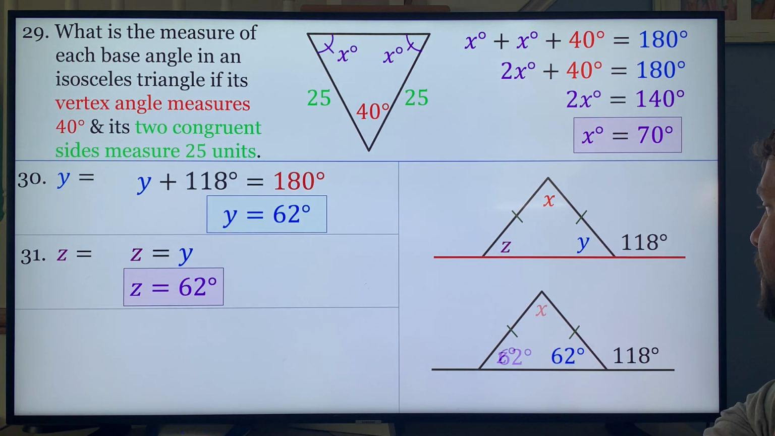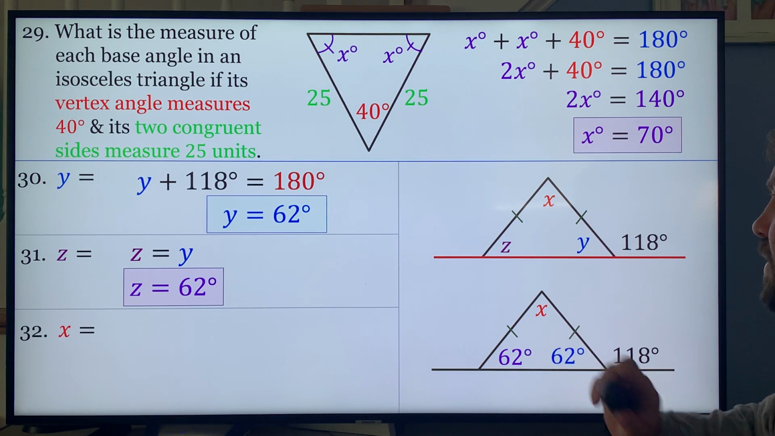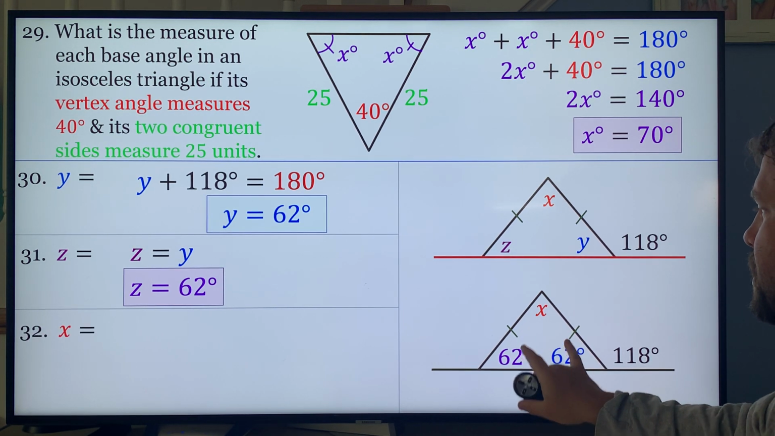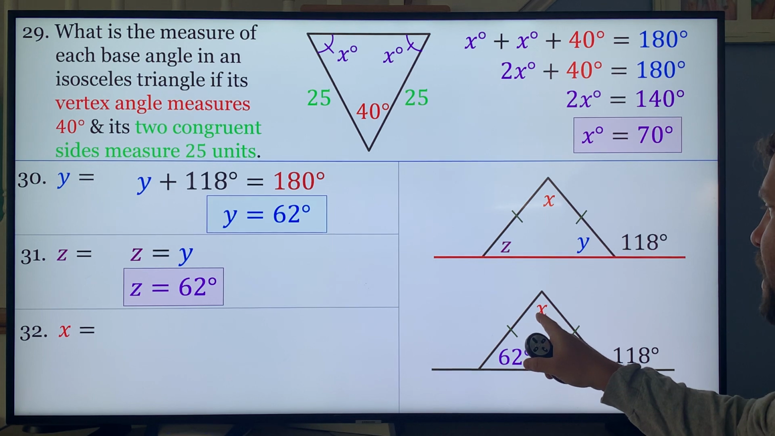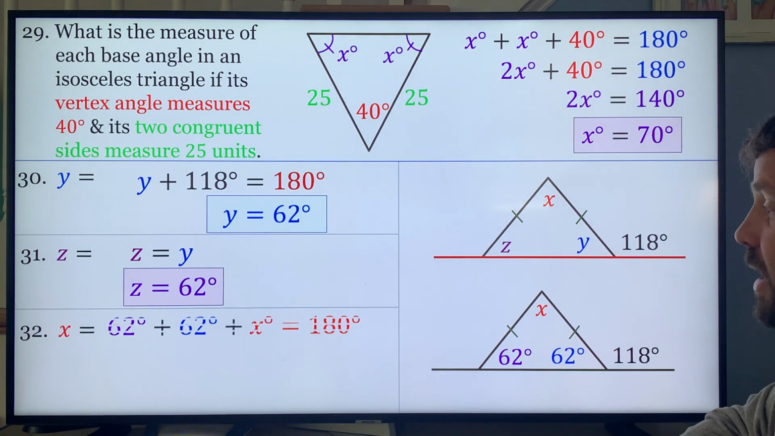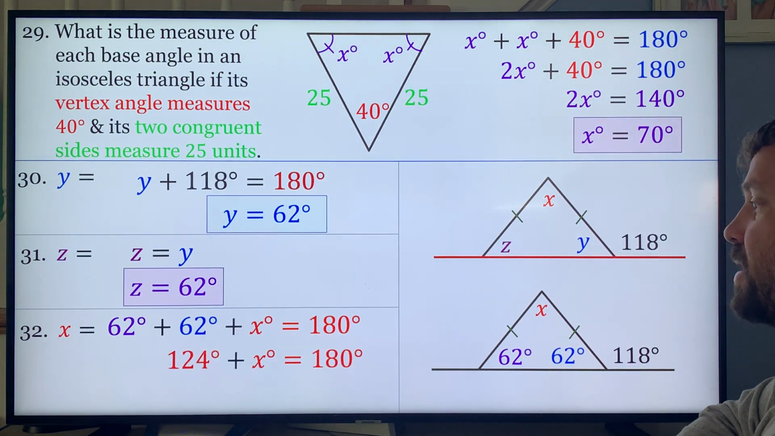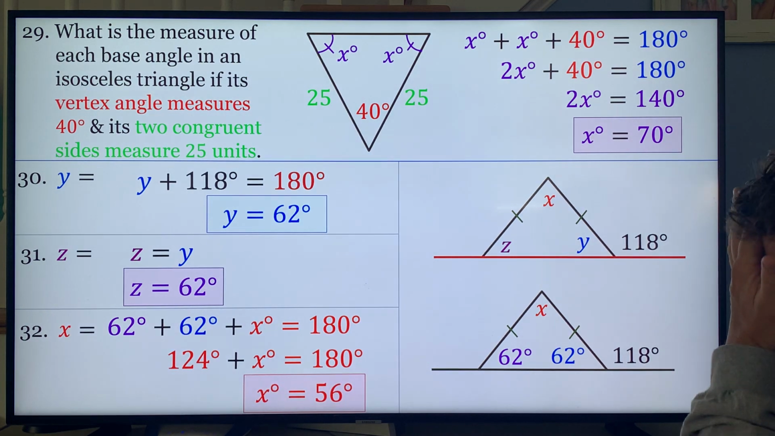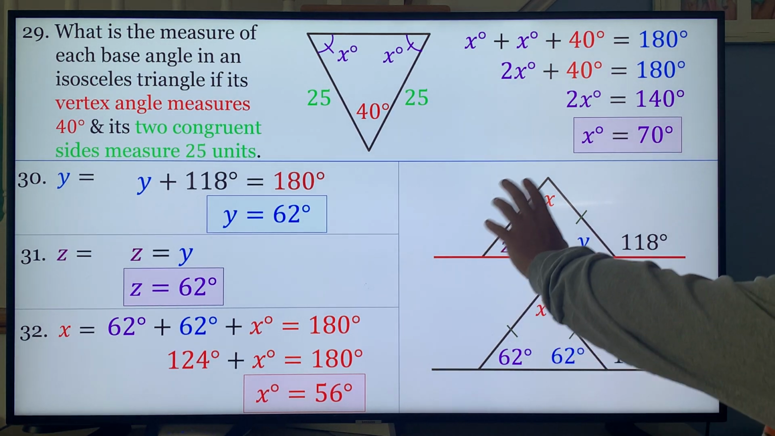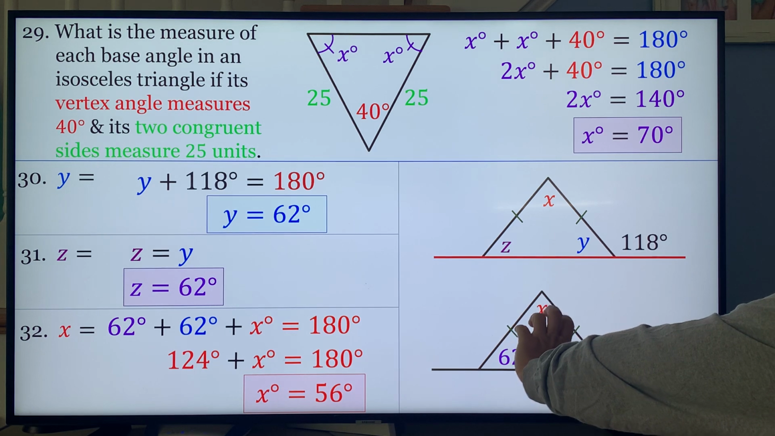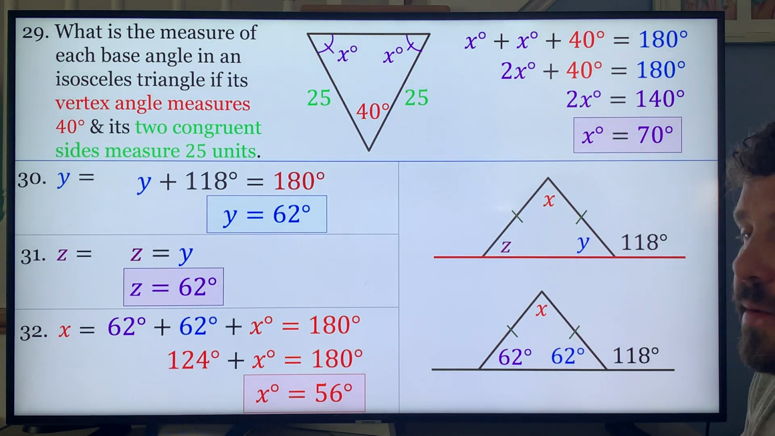And we got another 62. And now we're trying to find out what x is. So the sum of a triangle, 62, 62, and x all add up to 180. 124 plus x is 180, and x is 56. So we started with this, made it into this to find that. All right? Not too difficult, is it?